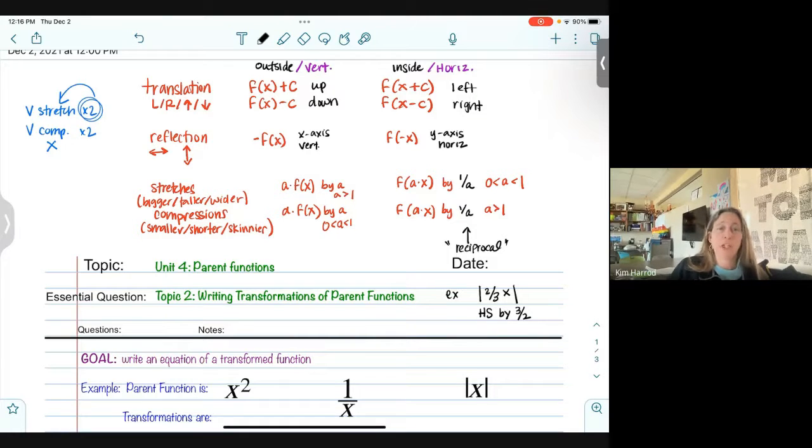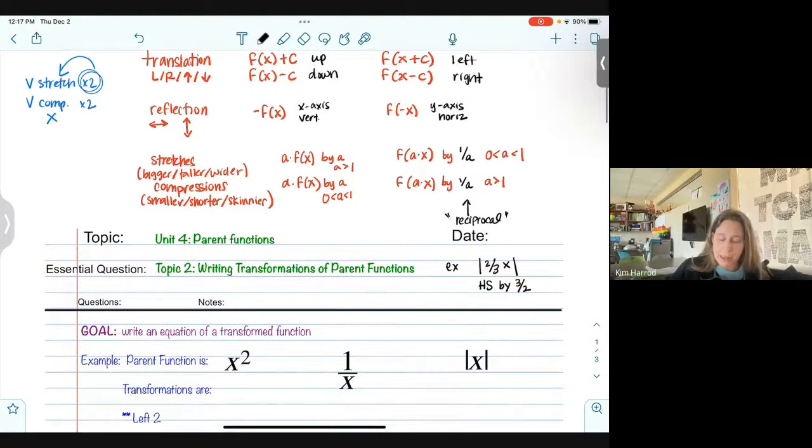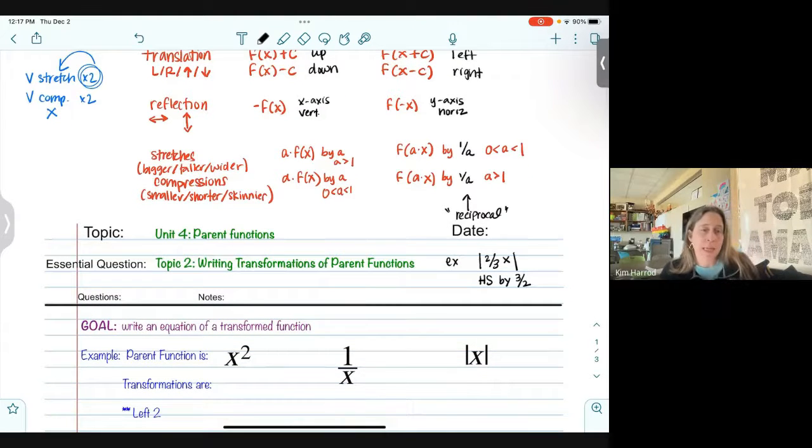And today what we're going to do is go backwards from that. And I'm not going to jump right into stretches and compressions. I'm going to start this with reflections. And when I start with the stretches and compressions, I'm going to make them vertical. But what we're going to do today is take problems like this, where I tell you a parent function, I tell you which equation I want you to use, and I tell you what I want you to do with it. So here's my first example for today's notes.